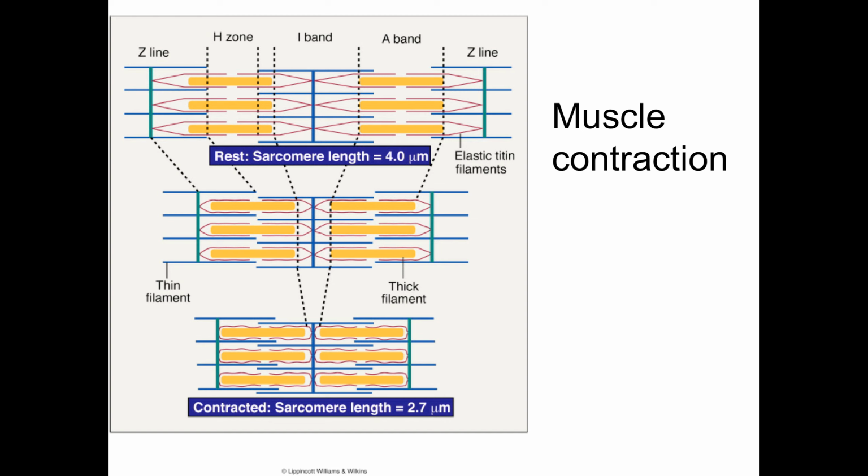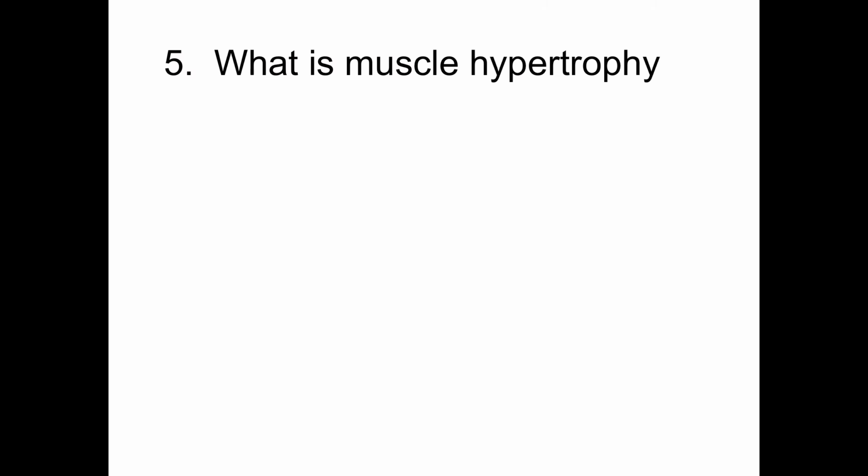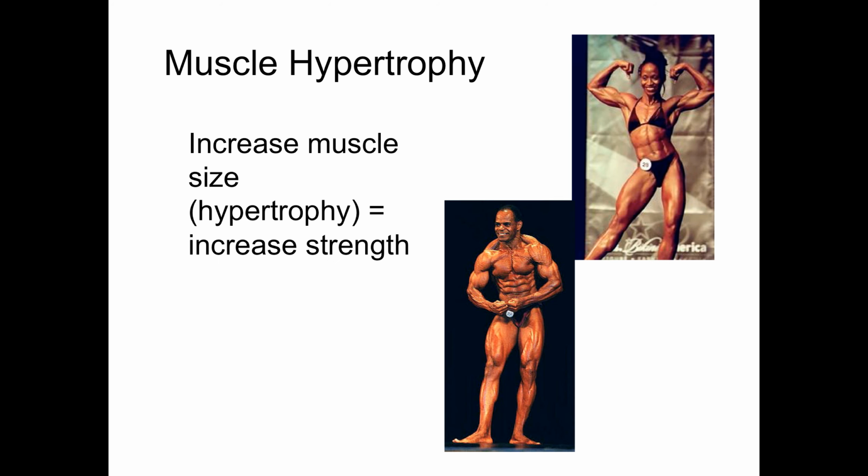So the titin protein. Talking about muscle contraction, and you've heard of this term before, muscle hypertrophy. Hyper is big and trophy is size. So muscle hypertrophy is an increase in muscle size. And obviously, if there's a greater muscle size inside that muscle cell, then there are more sarcomeres and more actin and myosin protein, so there's going to be greater strength.